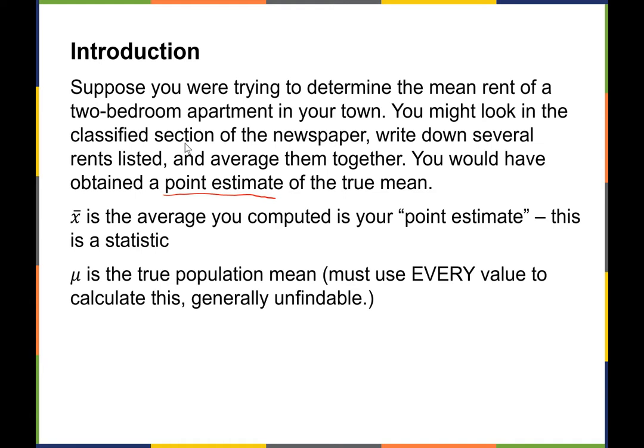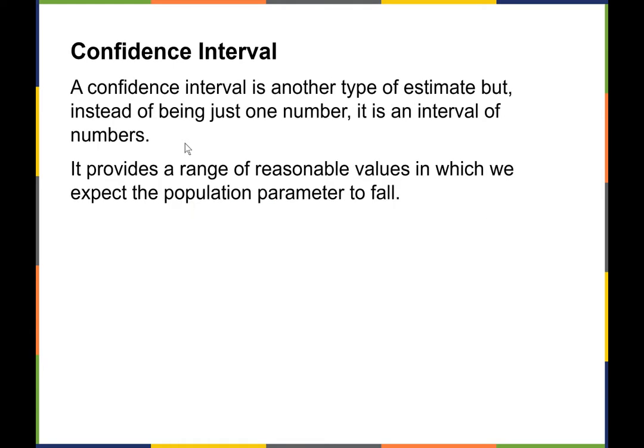This is a statistic. Mu, remember, is the true population mean. And to find that, we would have to find every single value in the entire population to compute it. So we don't compute this one generally. Generally, we just try to aim for the true population mean. Generally, it's uncomputable. That's a word.